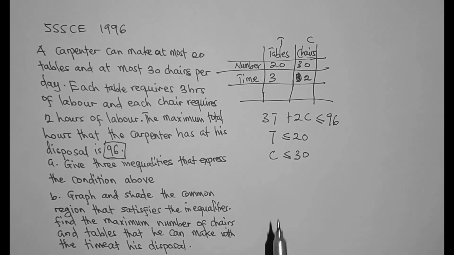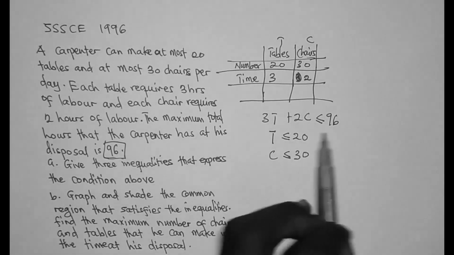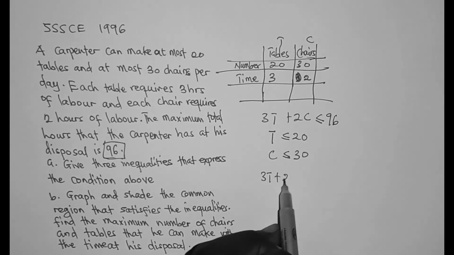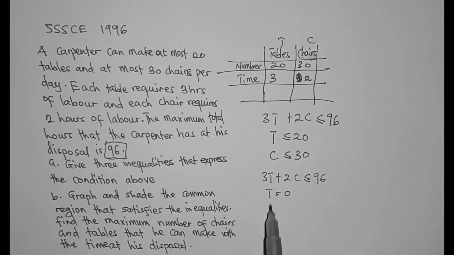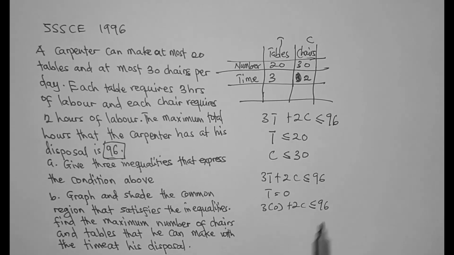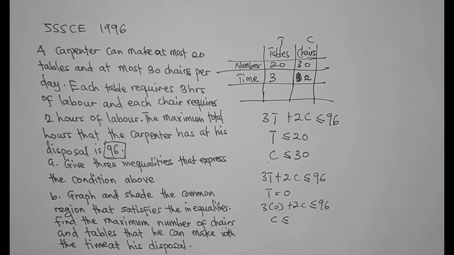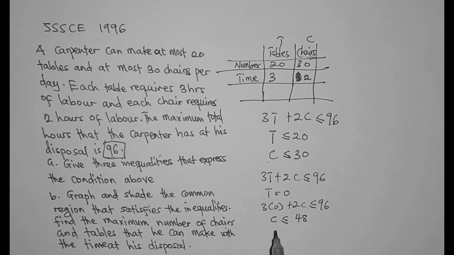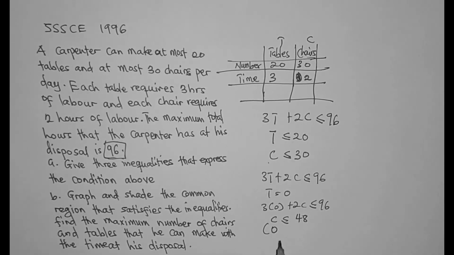So therefore, let's then graph these 3 constraints on a graph. So using this 3T plus 2C less than or equal to 96, let's put T equals 0. You get 3 times 0 plus 2C less than or equal to 96. So dividing by 2, we see that C is less than or equal to 48. So therefore we have the point 0 and 48.